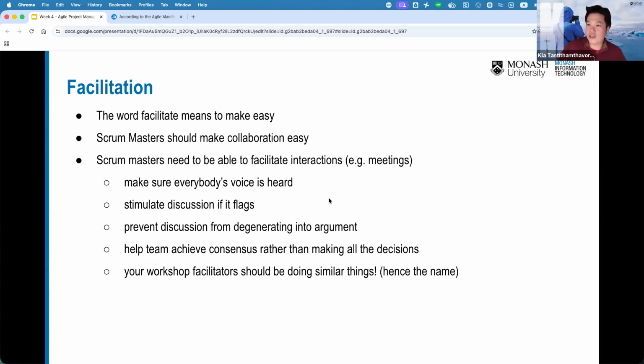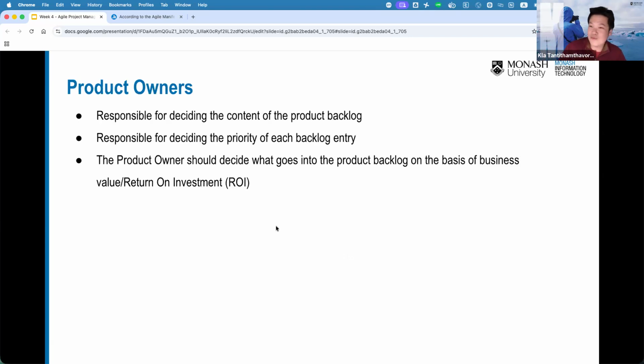Yeah, the Scrum Master doesn't make any decision. It should be the team consensus. Everyone agrees, okay, let's do A, B, C, D. It's like your workshop facilitator. This is like a tutor, right? They should do similar things. Okay, yeah, that's why we call it workshop facilitator.